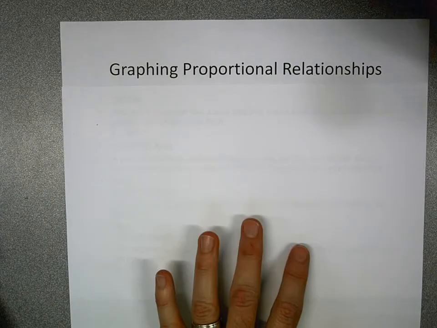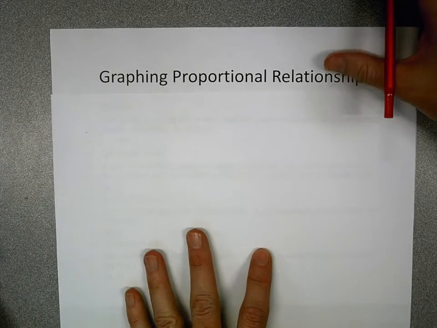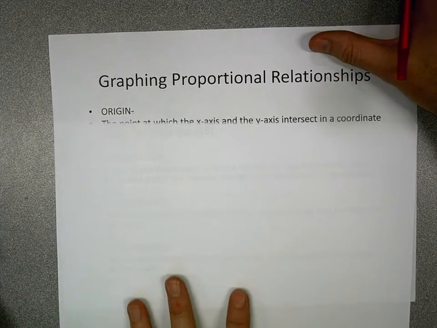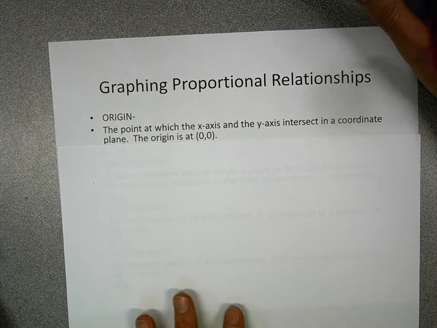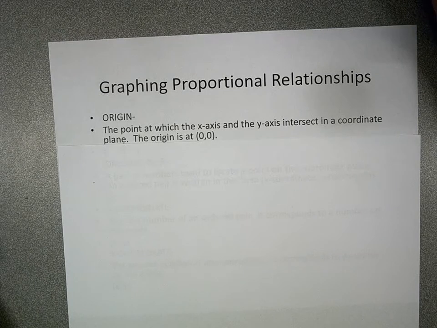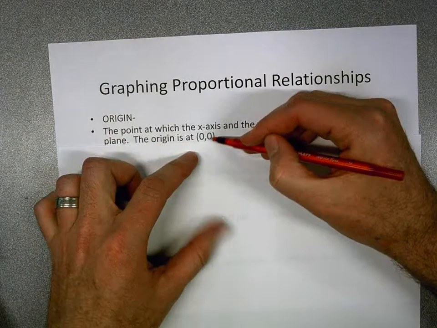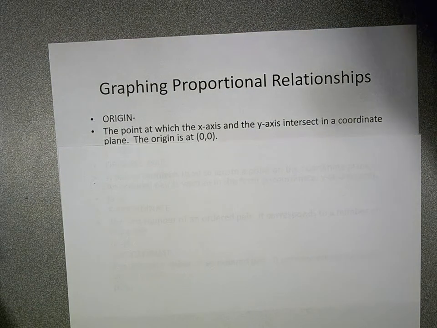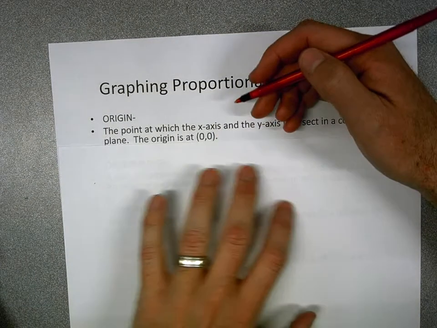All right, the fifth vocab word is origin. Okay, here's what the origin is. It's the point at which the x-axis and the y-axis intersect in a coordinate plane. So you could say that the origin is at the ordered pair (0, 0). If you don't remember that, we'll talk more about that in a bit.